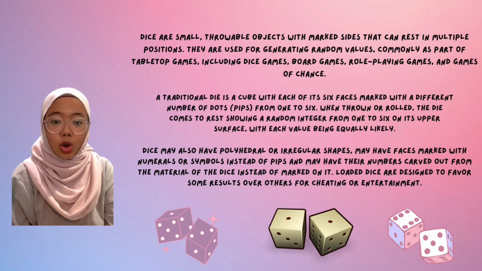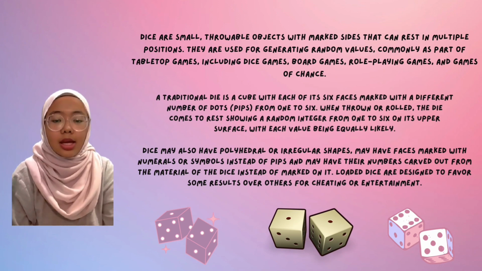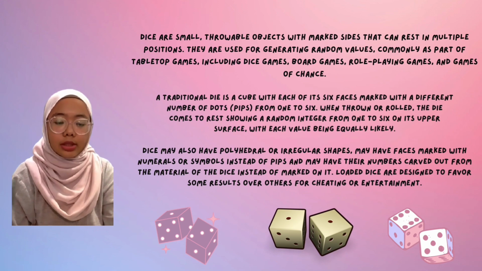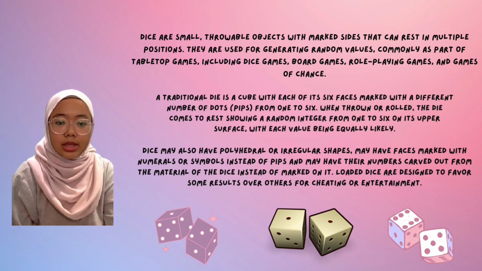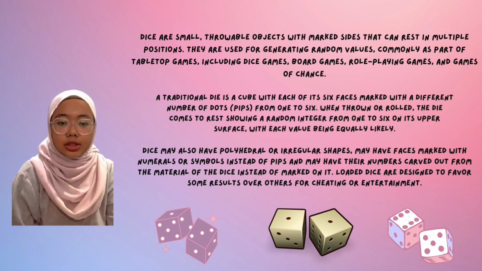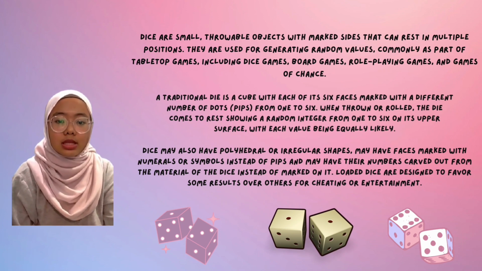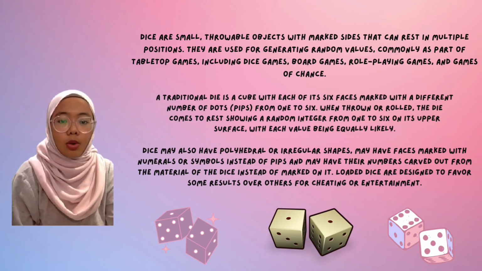Dice are small, throwable objects with marked sides that can rest in multiple positions. They are used for generating random values, commonly as part of tabletop games, including dice games, board games, role-playing games, and games of chance. A traditional die is a cube with each of its 6 faces marked with a different number of dots, or pips, from 1 to 6.